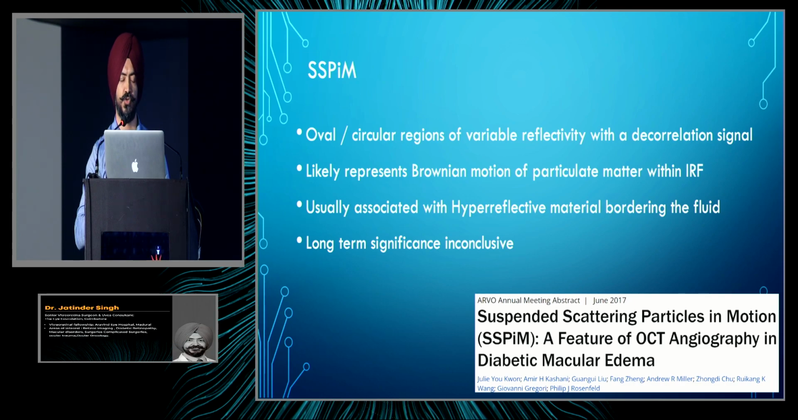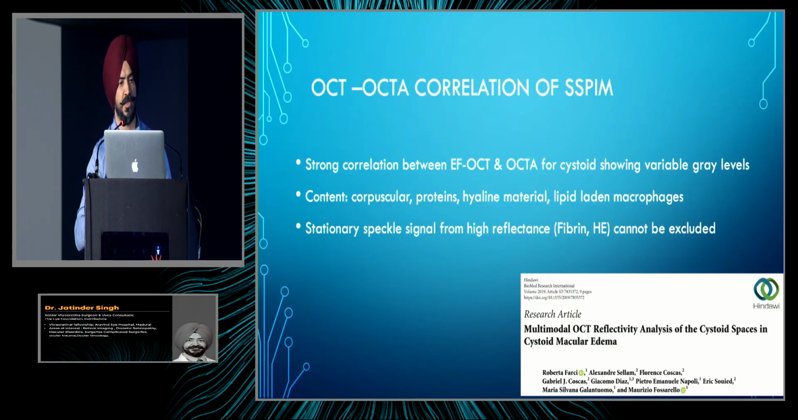They also found that it was usually associated with hyperreflective material bordering the fluid. However, they could not elaborate on the long-term clinical significance of this. This SPiM correlates with OCT also. So in case you don't have an OCTA, you can still see hyperreflectivity within the cyst, and this correlates very well with variable gray levels also. The contents could be corpuscular, protein, hyaline material, or lipid-laden macrophages. And this stationary speckle signal from very high reflectance material could not be excluded.